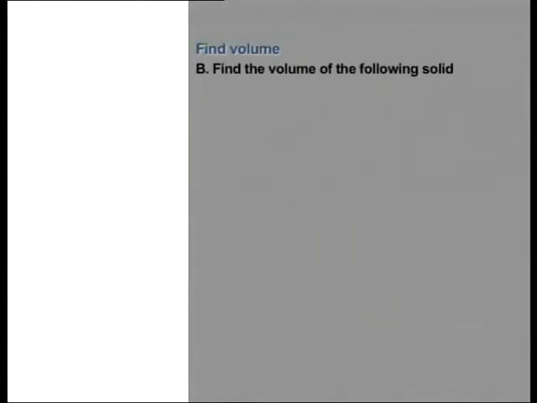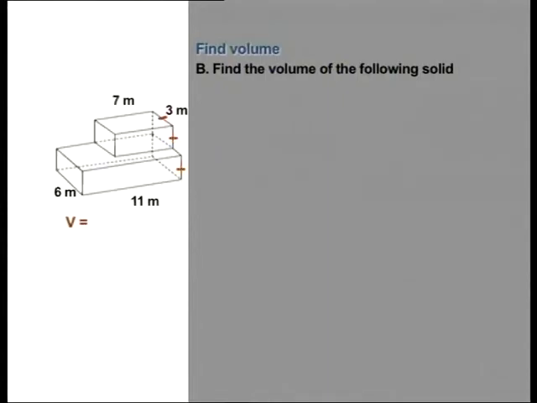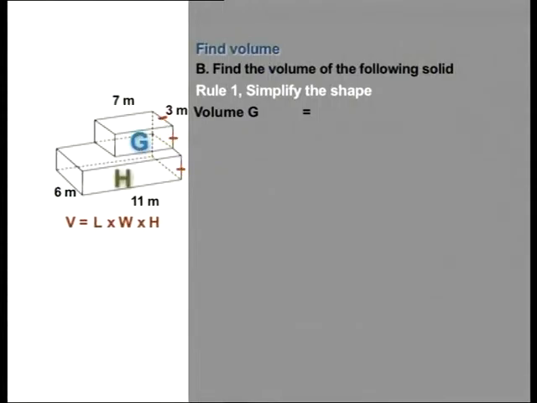Find the volume of the following solid. Volume of cuboid equal to length multiplied by width multiplied by height. Simplify the solid. Name the top cuboid as G and the bottom cuboid as H. There is hidden measurement for cuboid G. However, we are given the equivalent sign. So, the hidden measurement is 3 meters.